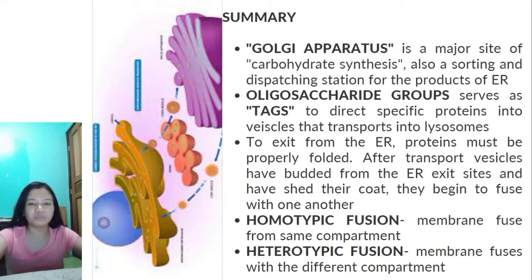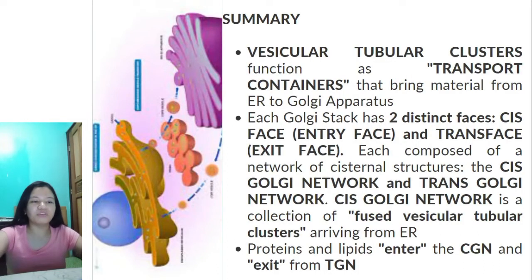And then heterotypic fusion, ito yung isang membrane nagpo-fuse siya sa different compartment. So, vesicular tubular clusters function as transport containers, which is nagbibring siya ng material galing sa ER papuntang Golgi apparatus. So, Golgi stack naman, meron siyang two distinct phases, which is yung cis phase or yung entry phase, and then yung trans phase or yung exit phase.